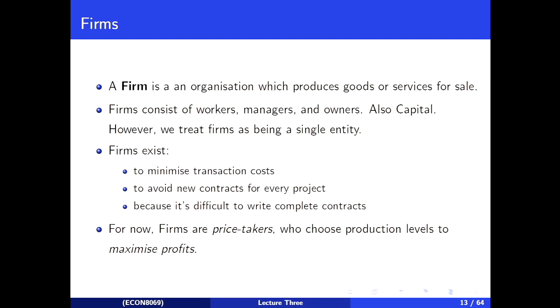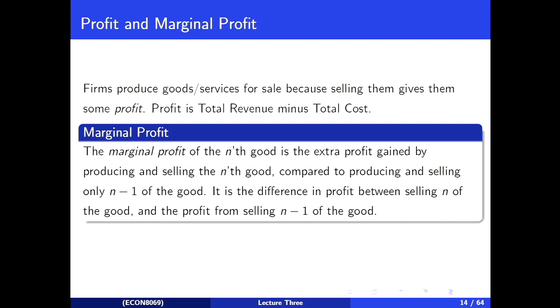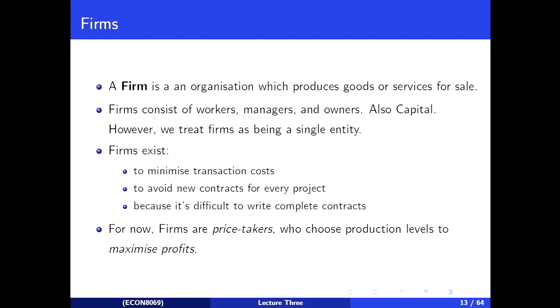For now, firms are exclusively going to be price takers. So firms go into the market and face a price, and they choose how much to produce in order to try to maximize profit. This looks a lot like our consumers, who are price takers trying to maximize net benefit, to maximize consumer surplus. Here our firms are price takers, and they want to maximize profit. So let's talk about profit and marginal profit. So, firms produce goods. Questions, concerns, problems?